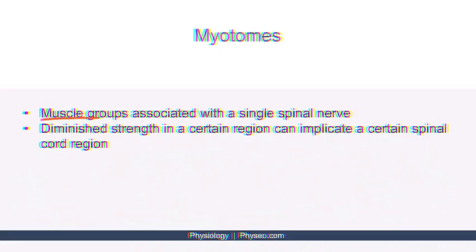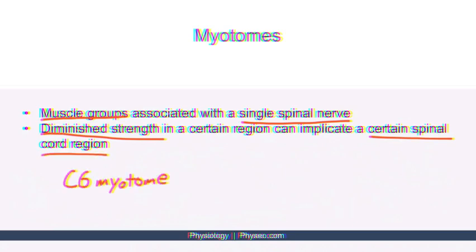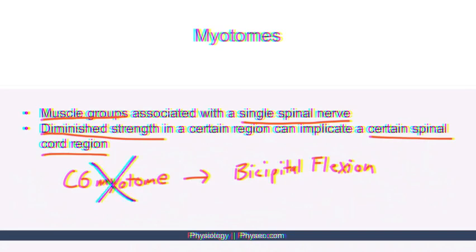Now, myotomes are muscle groups associated with a single spinal nerve, and diminished strength in a certain region of the body can implicate a certain spinal cord region. For example, the C6 myotome is responsible for bicipital flexion. And with damage to the C6 spinal nerve, this patient would have decreased bicipital flexion. So clinically, one can test the strength of a given myotome or spinal nerve by testing its associated function.